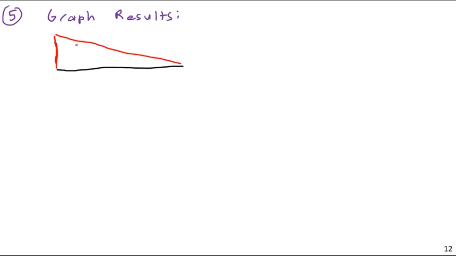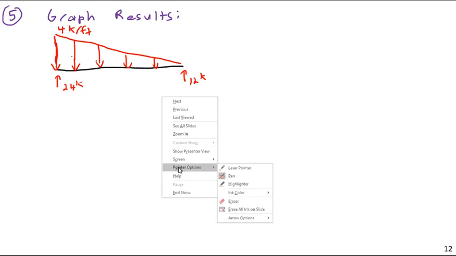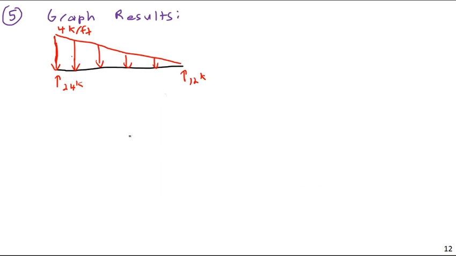So this is linear, like this here. 4 kips per foot, 24 kips here, and 12 kips here. And then here, so this is my loading, or my free body diagram, if you will.